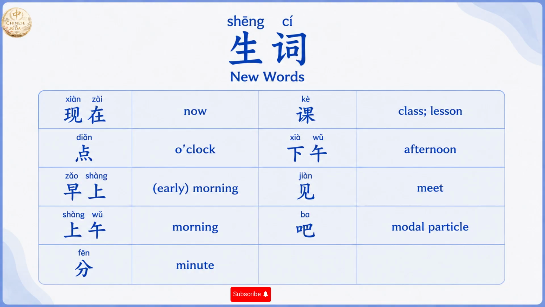For example, we can add shang to ke, class or lesson. Shang ke means attend class, and we can also add xia to the ke. Xia ke means to dismiss a class. Alright, let's move on. Jian. Jian means to meet. Pa. Pa, the modal particle pa.